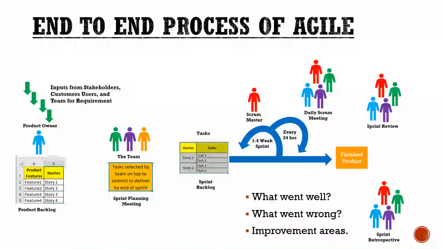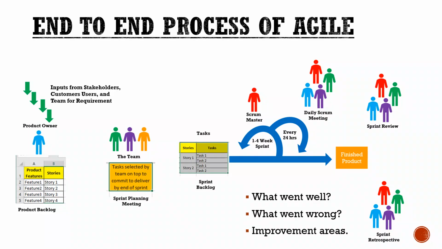We are going to see what the end-to-end process of Agile is. First, we get inputs from stakeholders, customers, users, or a team of requirements. There may be a business analyst who gets the requirements from the client, and then they give the requirements to us. In these ways, we get the input of requirements for the software.